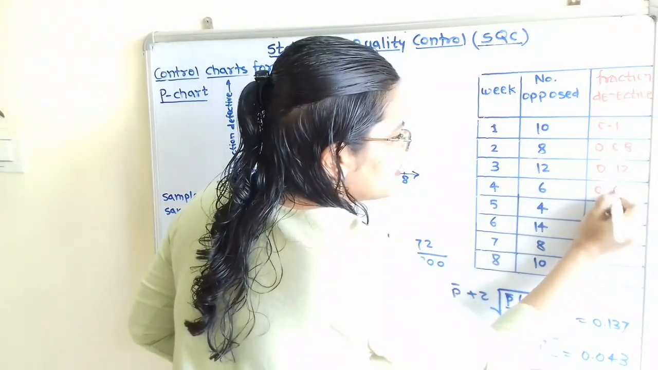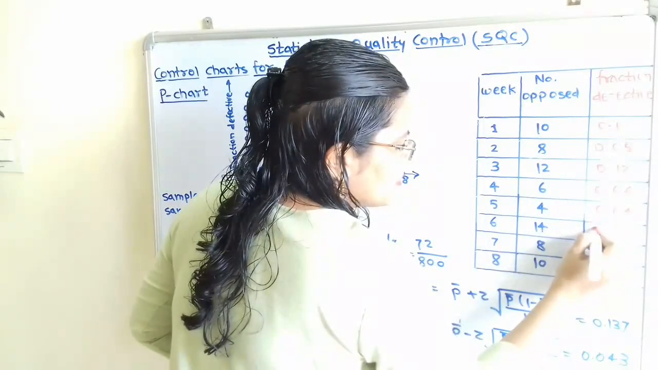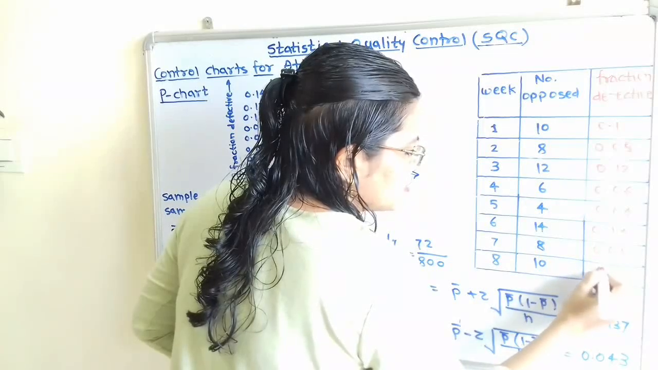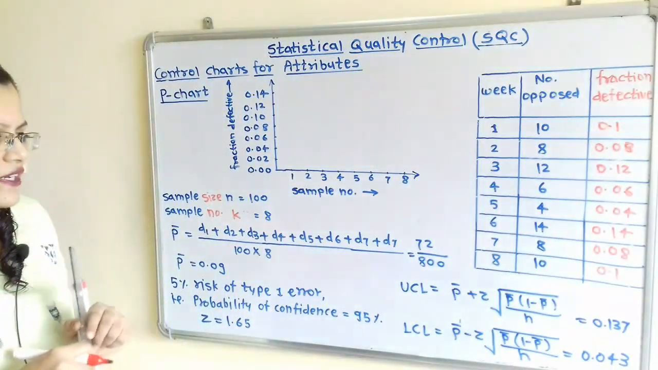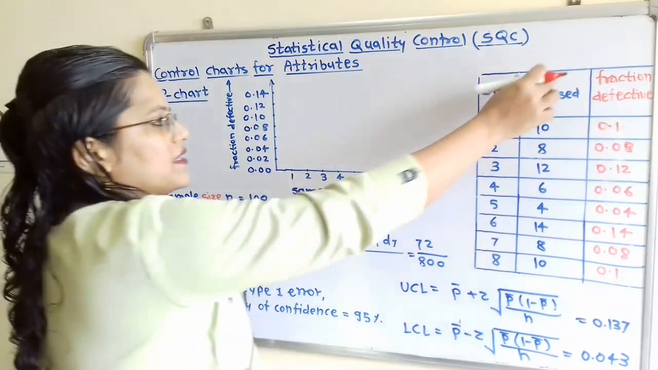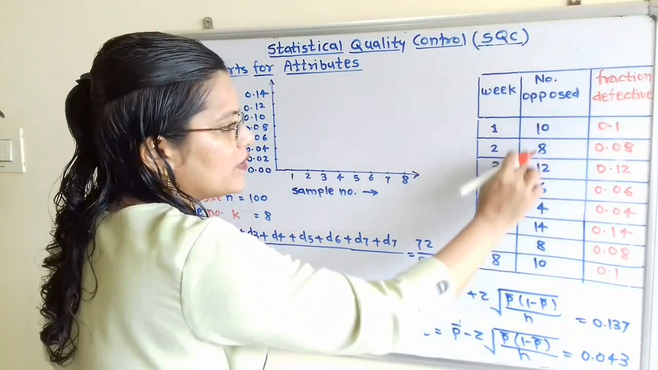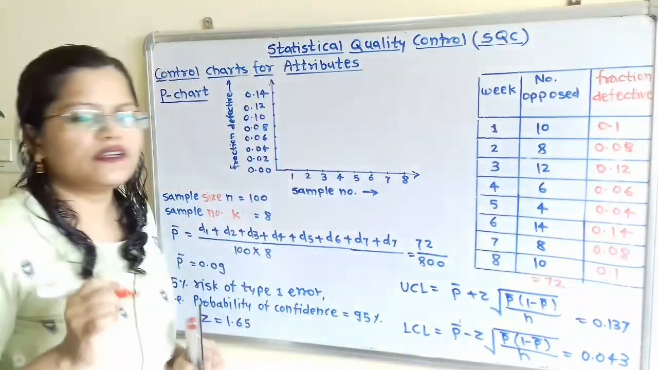Then 0.06, 0.04, 0.14, 0.08 and 0.1. So we have to calculate the fraction defective. Now if we make the total number of defectives for all 8 samples, we have to add these numbers, and it is equal to 72.